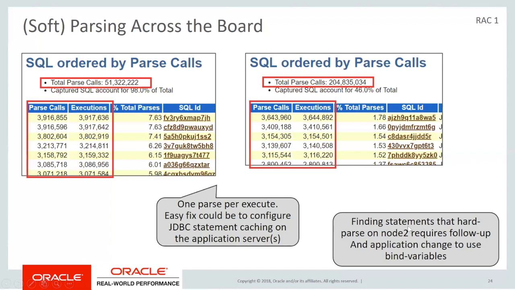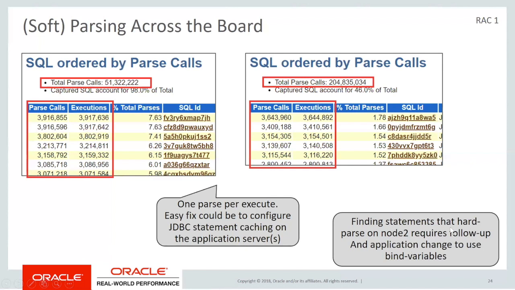Finding the statements that hard parse on node 2 again requires follow-up. We can't identify these in an AWR report because these SQL IDs do not show up in the SQL sections. They're all executed a single time, with a hard parse and a single execute, and at some point they probably age out of the shared pool.